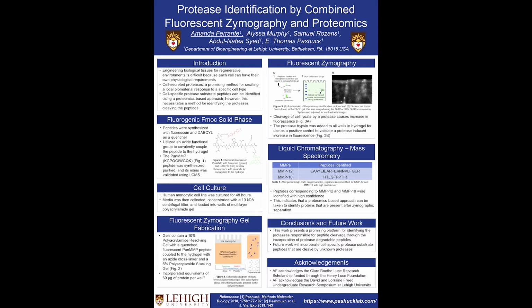peptide was flanked by a green fluorophore and a red quencher, as shown in the figure. When the red quencher is close to the fluorophore, the molecule's fluorescence is reduced. Upon a proteolytic cleavage, though, this quencher diffuses away, causing the fluorescence to increase. I also used an azide functional group to covalently couple the peptide to the gel.